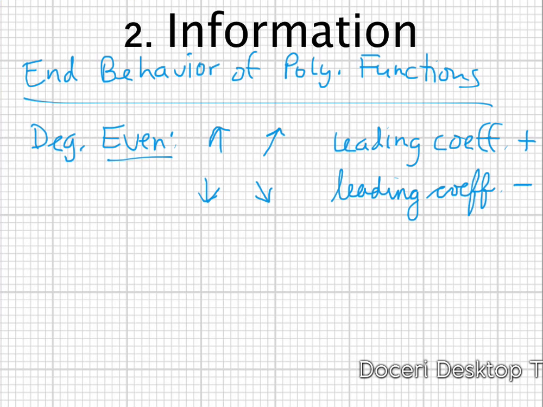Okay, I'm going to switch to cursive. It just flows a lot easier with my stylus. If the degree of my function is odd, then that means if I'm going down on the left, I'm going to be going up on the right-hand side of my function. That would be if my leading coefficient is also positive.